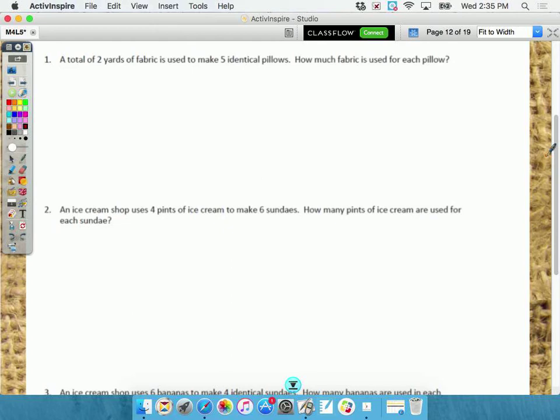Now I'm going to read the first one, and I want you to point to the word each when I'm done reading. A total of 2 yards of fabric is used to make 5 identical pillows. How much fabric is used for each pillow? Okay, everyone pointing to the word each. I want you to highlight it and the word that follows it. Okay, when it says each pillow, that means I'm dividing by the number of pillows. That's my divisor. Pillows are my divisor.